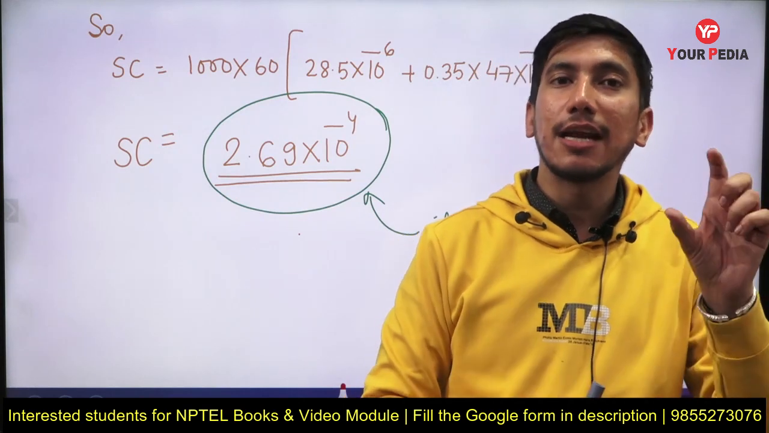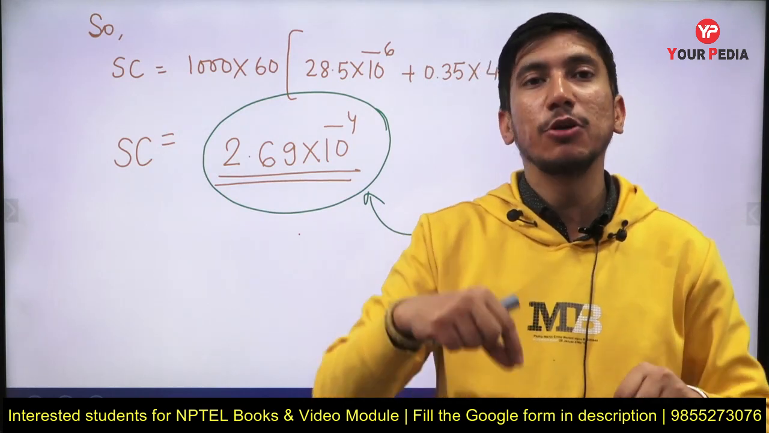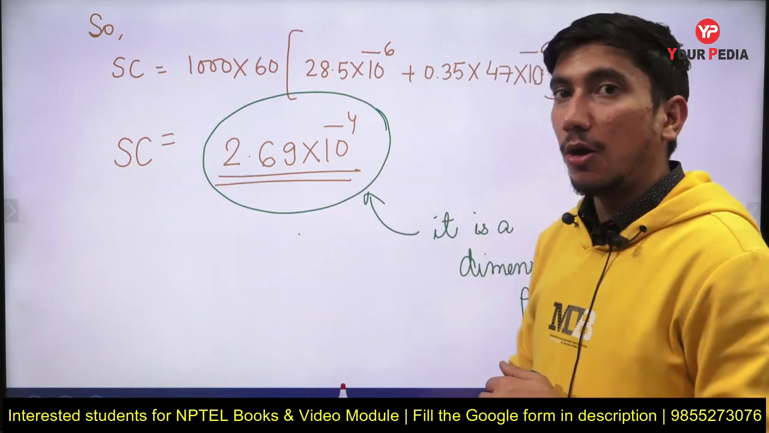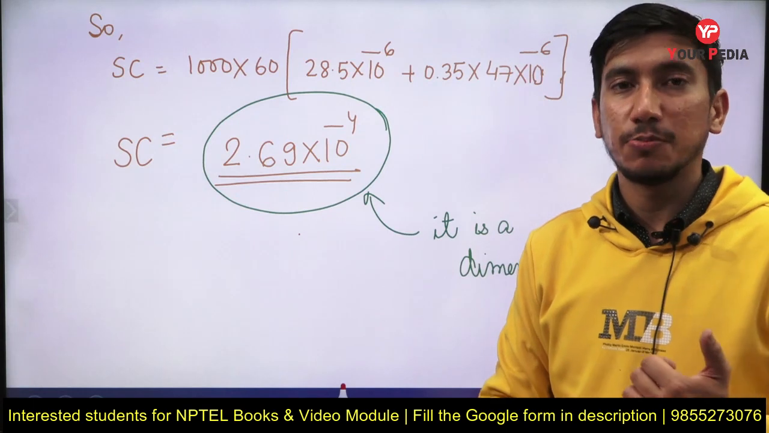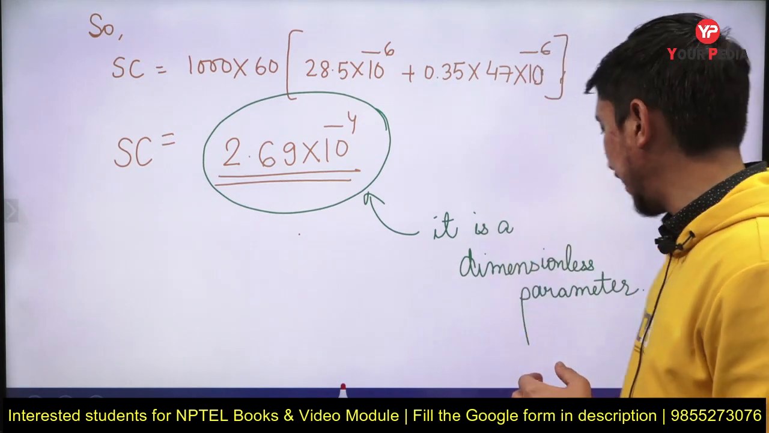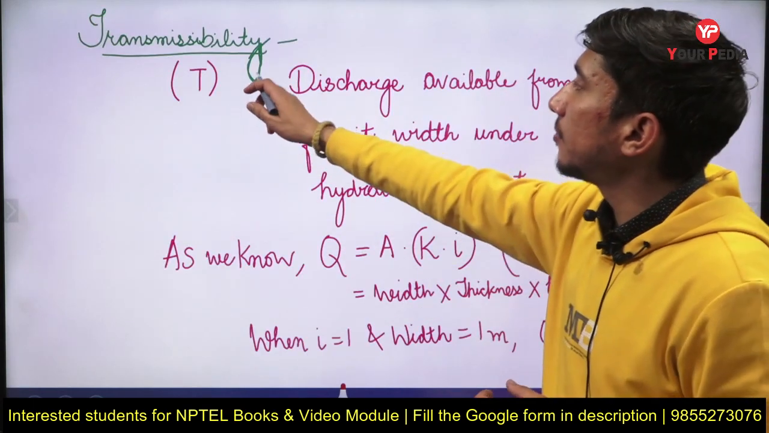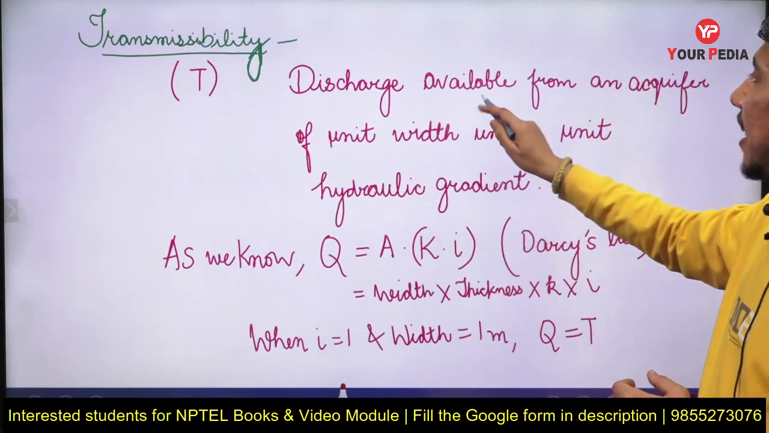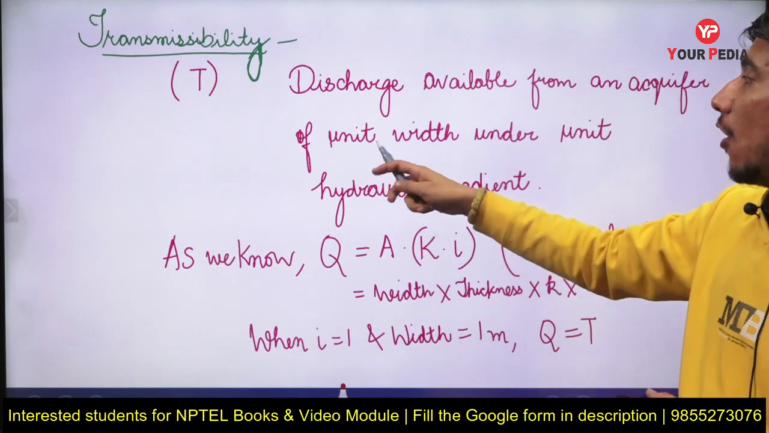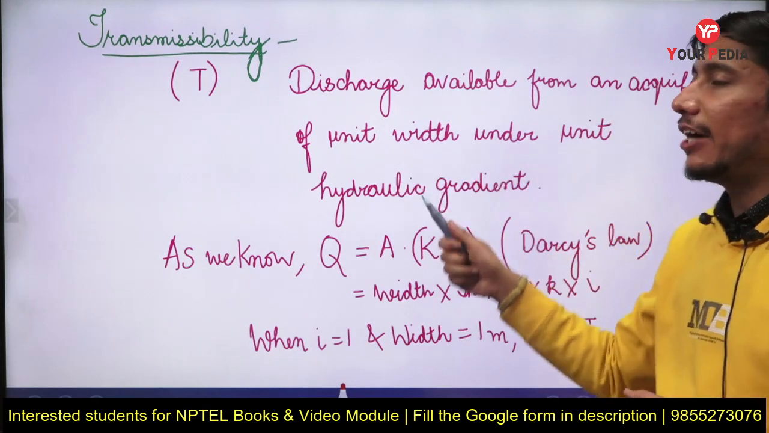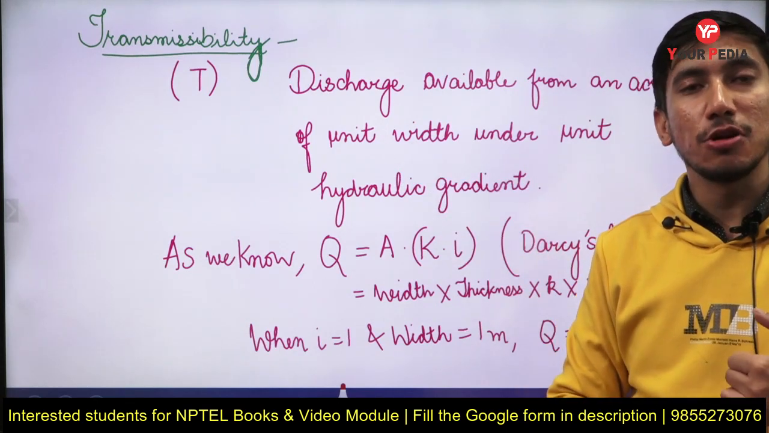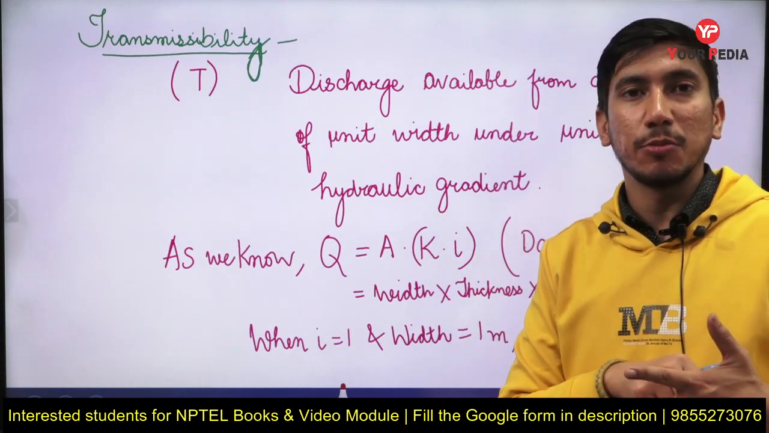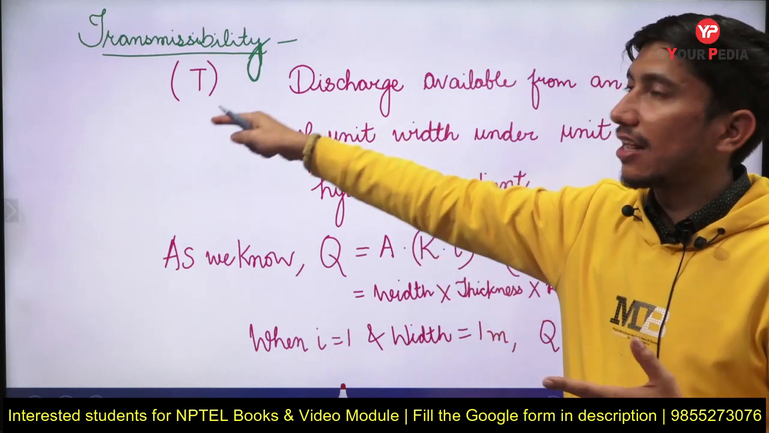In second part, transmissibility has been given and we need to find the coefficient of permeability of this aquifer. Now first we should know what is transmissibility, only then we can find the K value. Now transmissibility represented by T is basically the discharge that is available from an aquifer of unit width under unit hydraulic gradient. So hydraulic gradient should also be unity and its width should also be unity. Then the amount of the discharge that we get from a particular aquifer is its transmissibility.